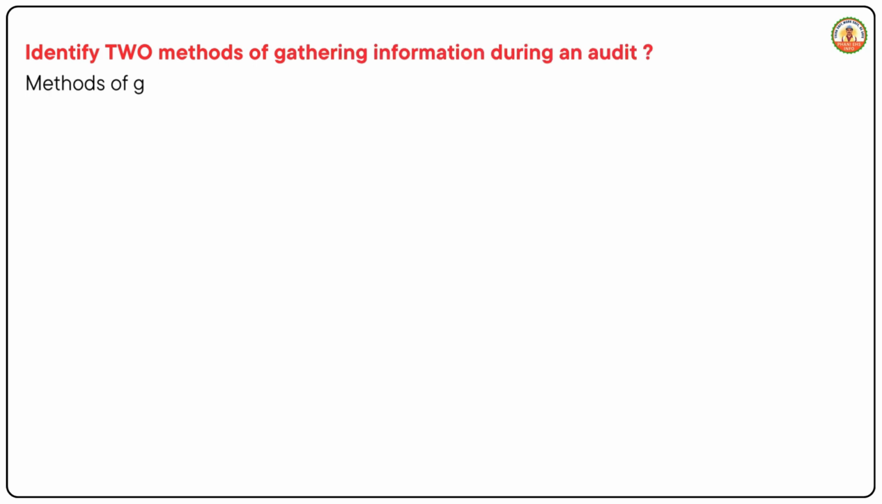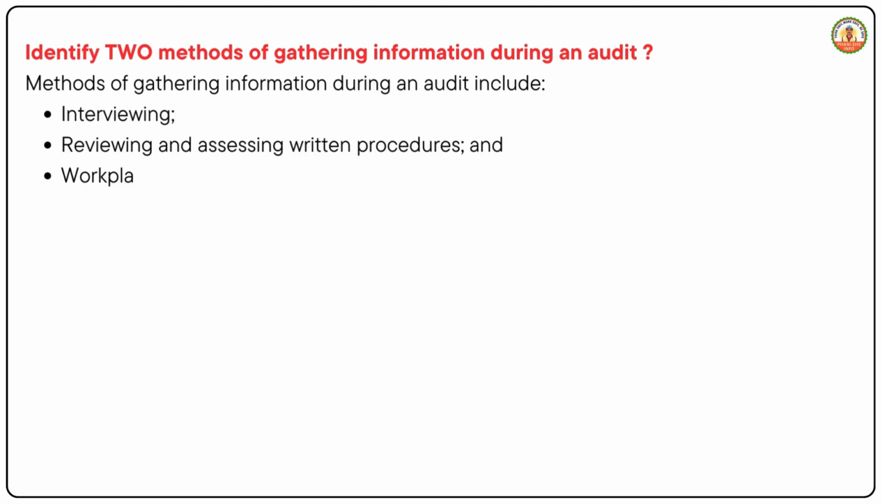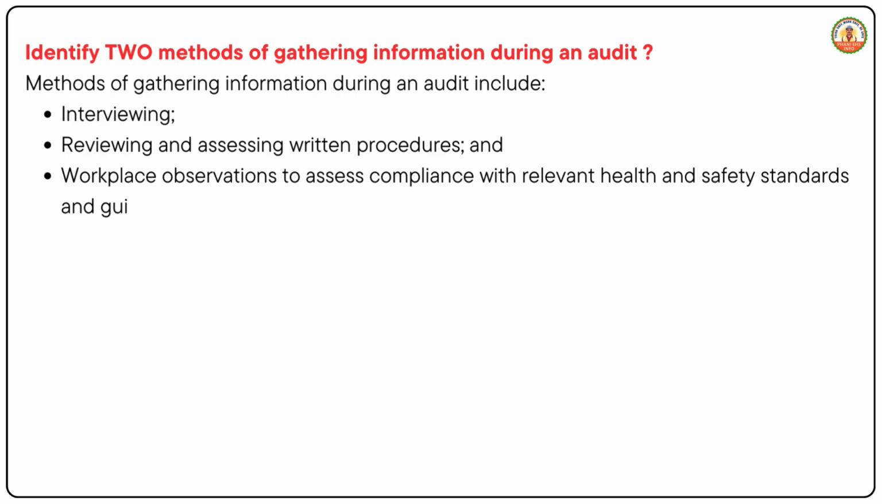Identify two methods of gathering information during an audit. Methods of gathering information during an audit include interviewing, reviewing and assessing written procedures, and workplace observations to assess compliance with relevant health and safety standards and guidance.